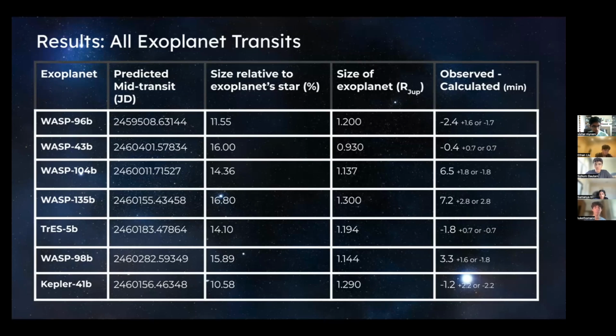And then lastly, WASP 135b is the biggest relative to its star, 16.8% of its star. However, it does have one of the shallowest dips, so that is a bit interesting to note. And another thing is that this star also has the biggest disparity between the time it was expected to transit and the time it actually transited. Next slide.